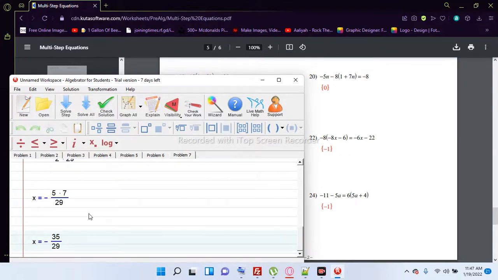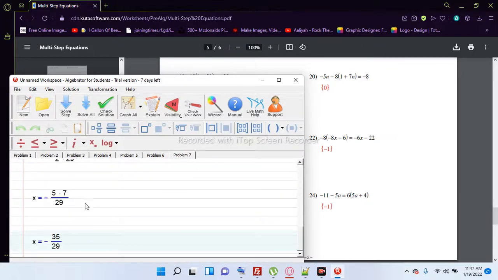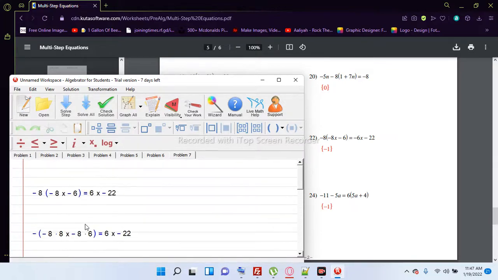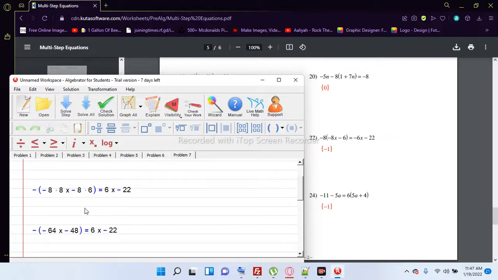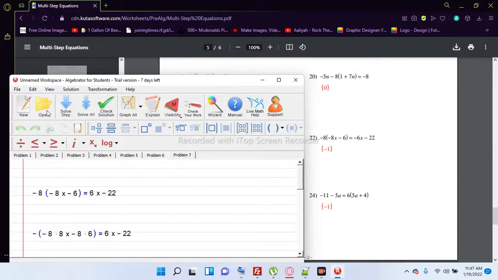You go down, it says x equals negative 35 over 29. That's wrong. Something we did wrong. Negative 8 and a negative 8x minus 6 equals a negative 6x minus 22. This should be a negative 1. Let's see why that came out wrong.